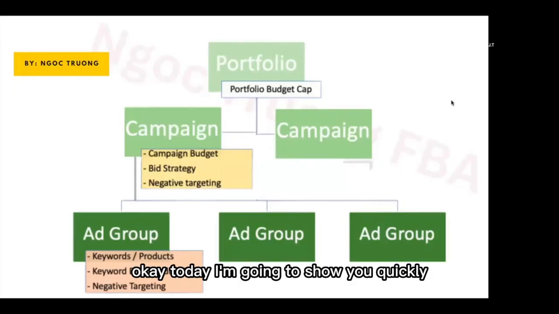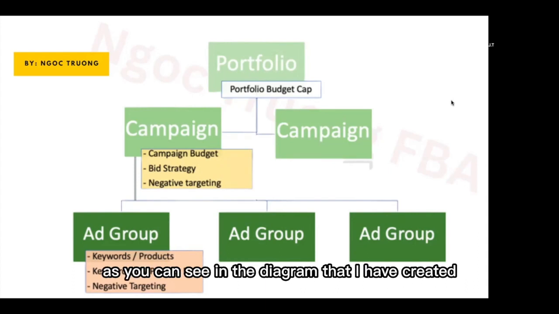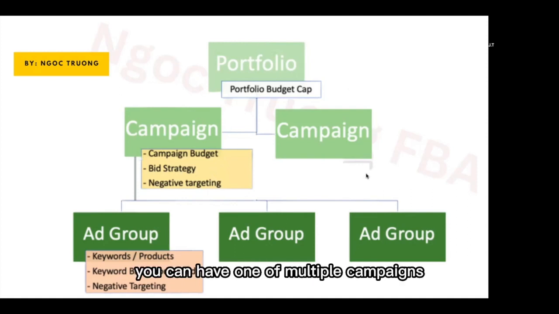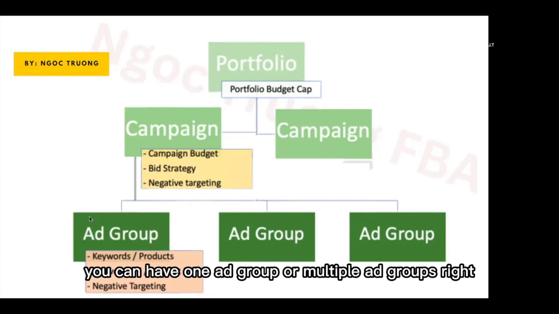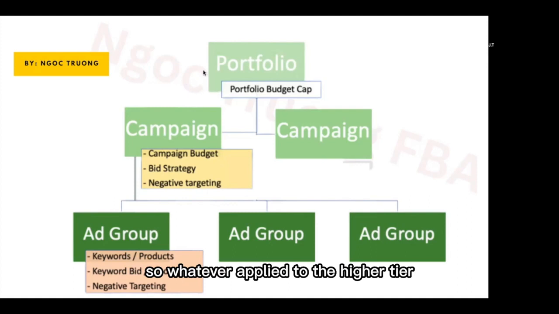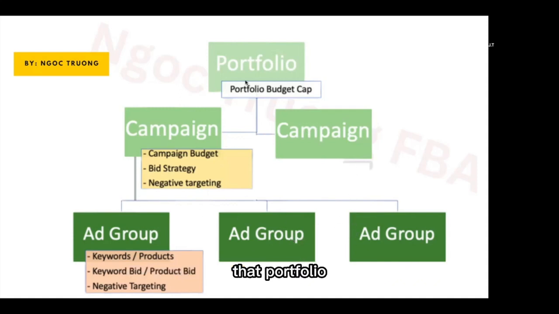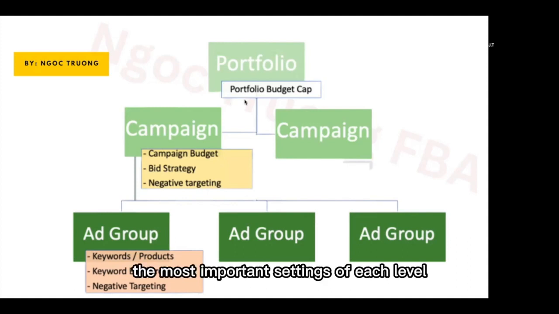Okay, today I'm going to show you quickly how Amazon PPC campaigns are structured. As you can see in the diagram that I have created, we have three tiers. The top tier is a portfolio, and within a portfolio, you can have one or multiple campaigns. And under each campaign, you can have one ad group or multiple ad groups, right? So whatever is applied to the higher tier will be applied to the lower tier. That means whatever is applied to a portfolio will be applied to all of the campaigns and ad groups within that portfolio. So in this diagram, I only show you the most important settings of each level.